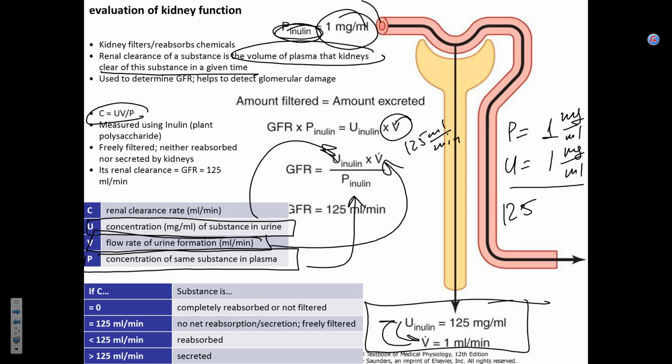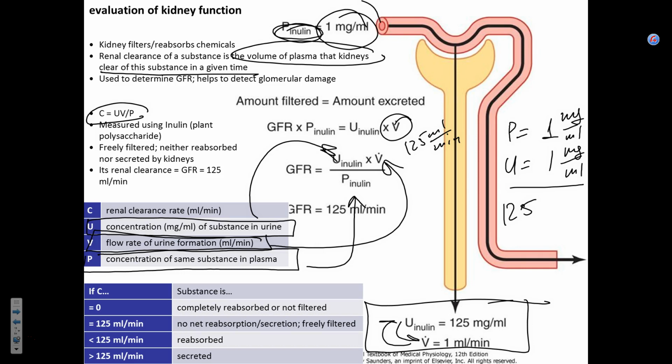If the concentration of a compound in the blood and the concentration of the compound in the urine are the same, it means that this compound is freely filtered. It means that its renal clearance is equivalent to GFR. It means that every minute 125 milliliters of your plasma are cleared of that compound. Why is it important?